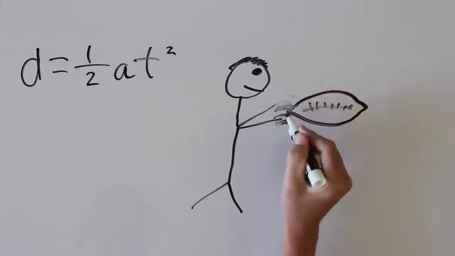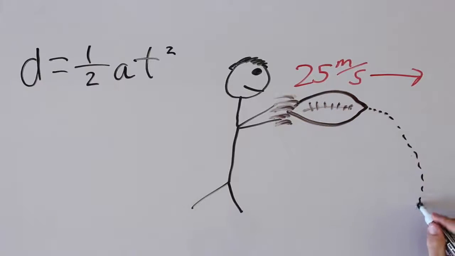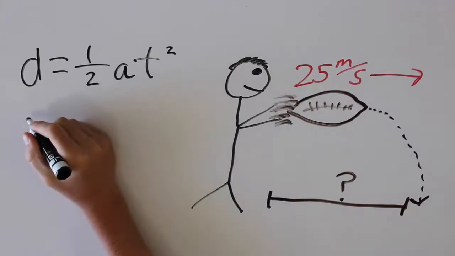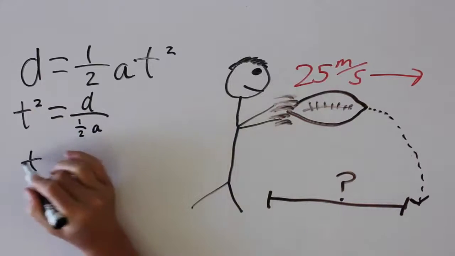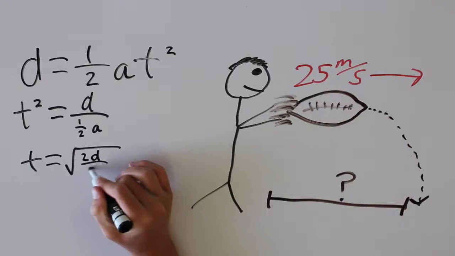If I'm 2 meters tall and I throw a football horizontally at 25 meters per second, how far will it travel before it hits the ground? This problem requires us to find both the time it is in the air and the distance it travels in that time. First, to find the time before impact, we can tweak the distance equation and solve for time. After making the calculations, we get the equation time equals square root of 2 times distance over acceleration.